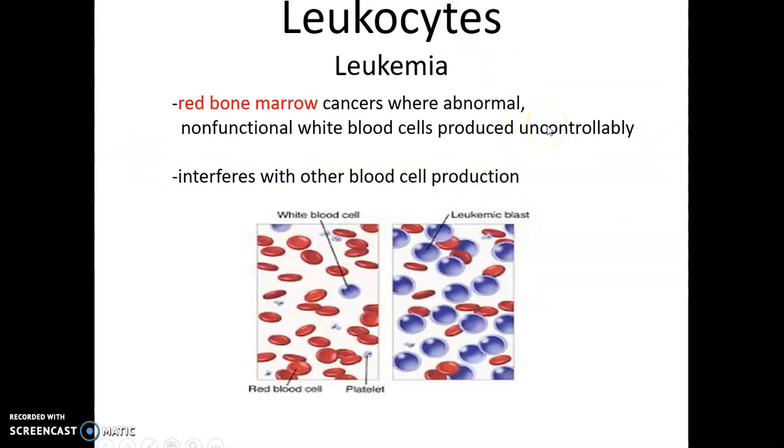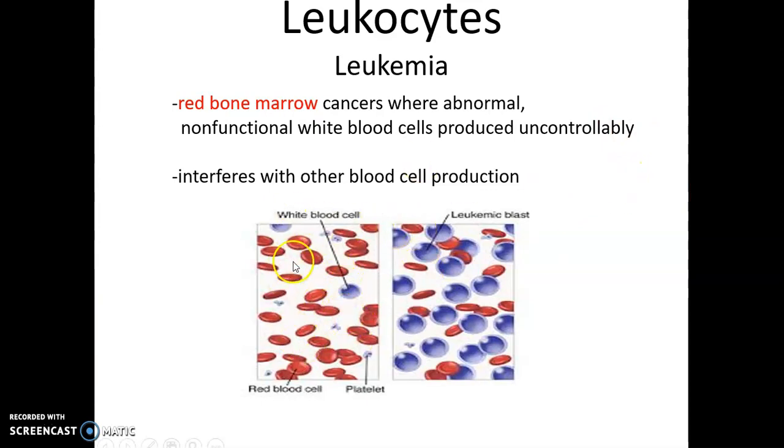Leukemia. Leukemia is a cancer of the red bone marrow. What happens is the red bone marrow ends up mass producing abnormal, non-functioning white blood cells. And also, as a consequence, it interferes in the production of other blood cells.